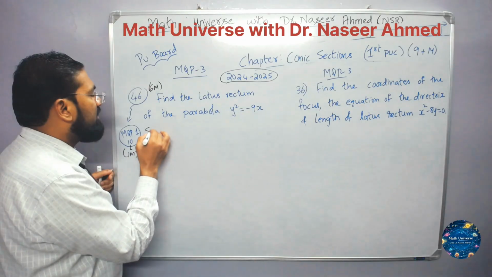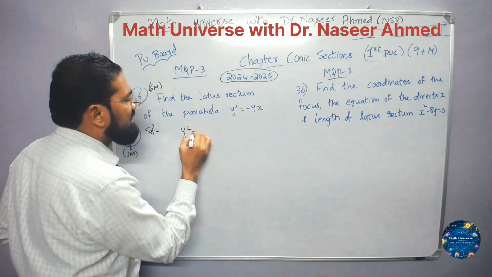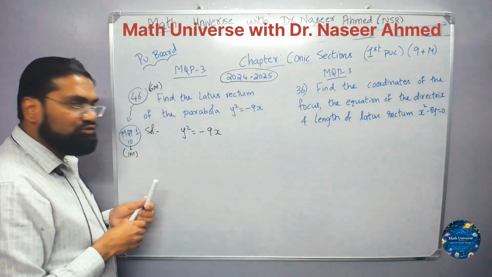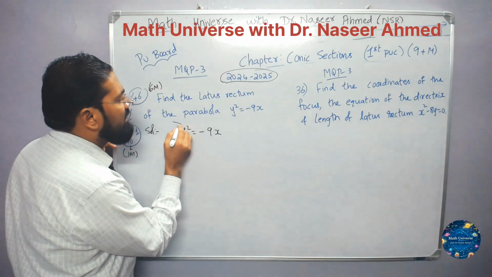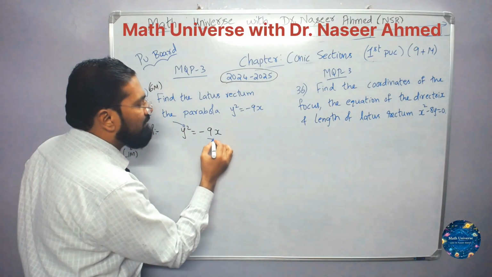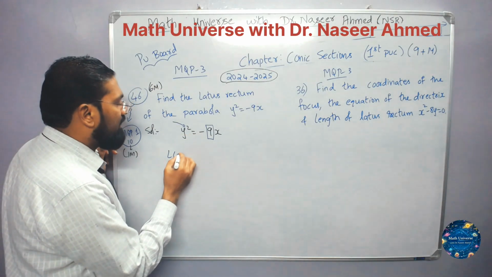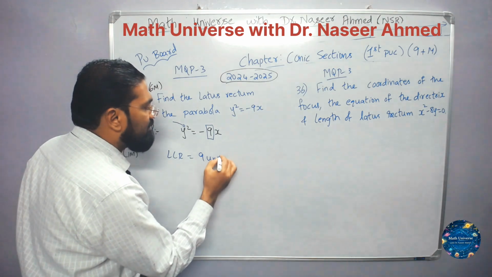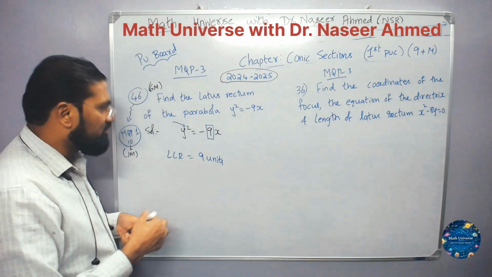Now they want only the length of the latus rectum. As we have already discussed, for any parabola in the standard form, as soon as the leading term, that is degree 2, has multiple 1, then the x multiple will give you the length of the latus rectum. That is, LLR is 9 units. Straightforward answer. But since in examination we have to show the steps, no problem.